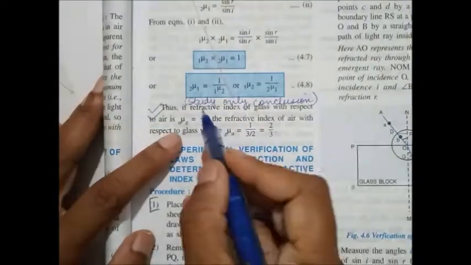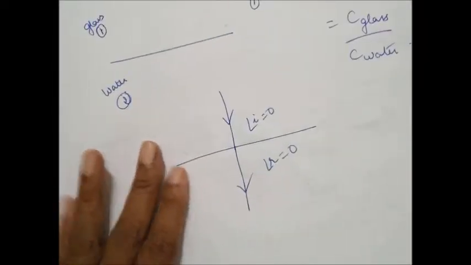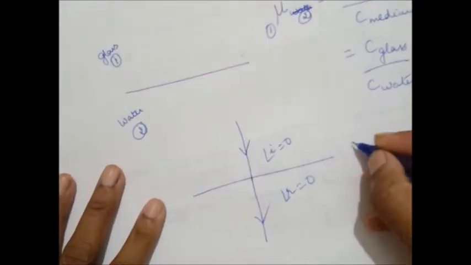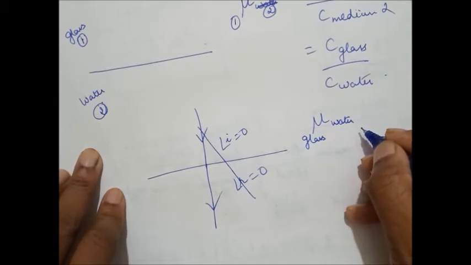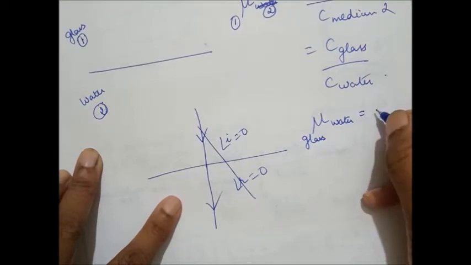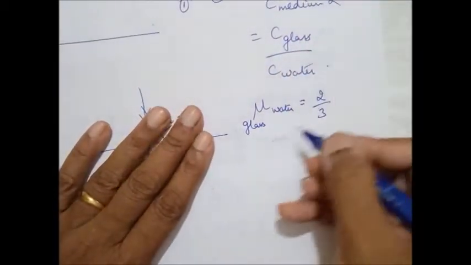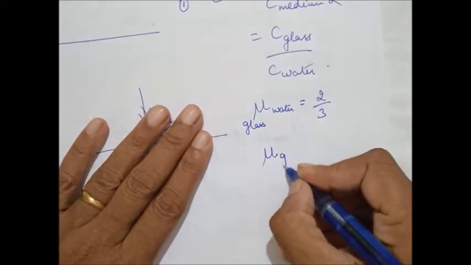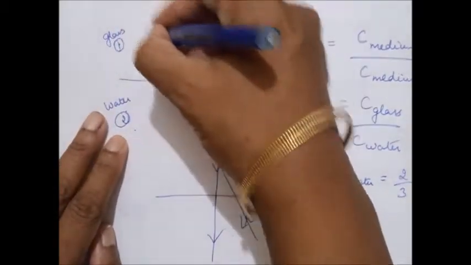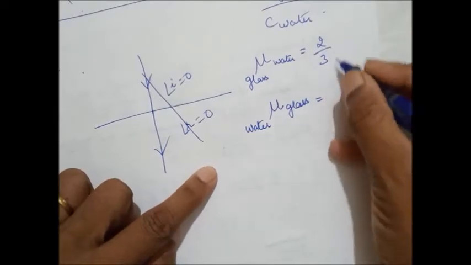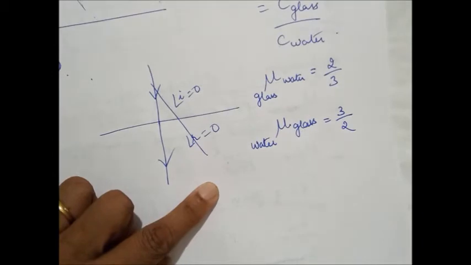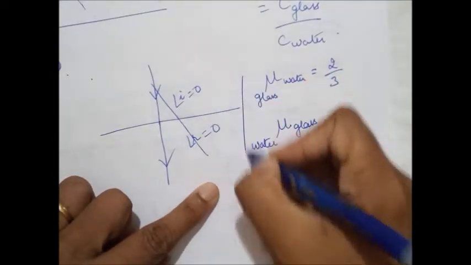This is not there. Now, there is something called principle of reversibility. Just the conclusion is important, children. Suppose this is glass and this is water. What you get is the refractive index of water with respect to glass. Now, suppose the refractive index of water with respect to glass is, I'm just guessing, 2 by 3. Then the refractive index of glass with respect to water, that is, light going from water into glass, will be the inverse of this, that is 3 by 2. So this is called principle of reversibility.